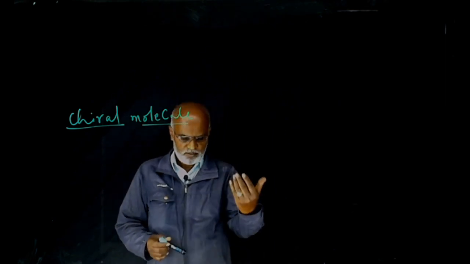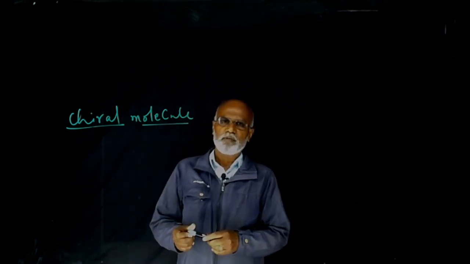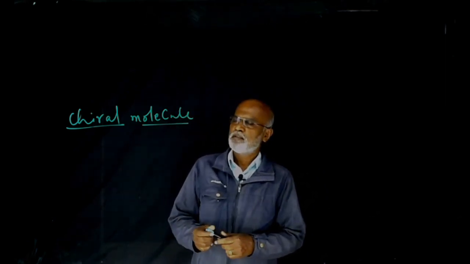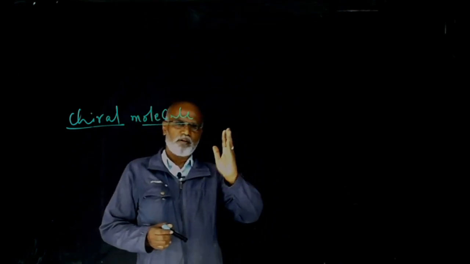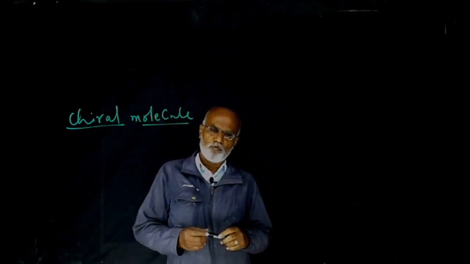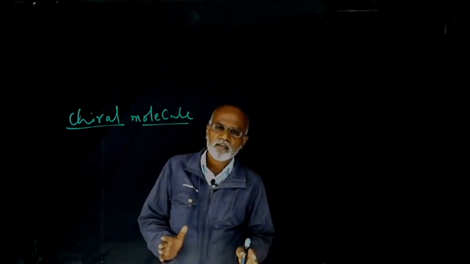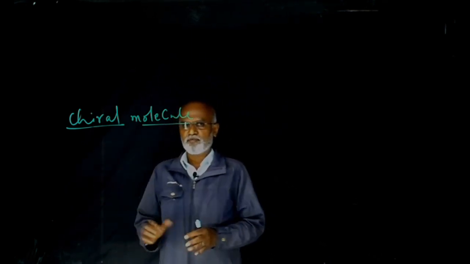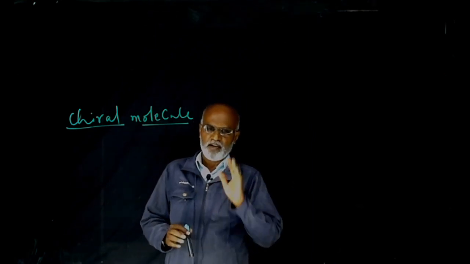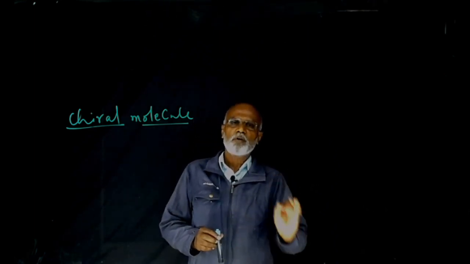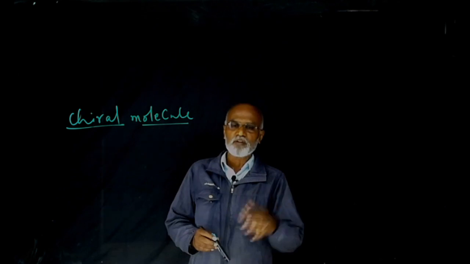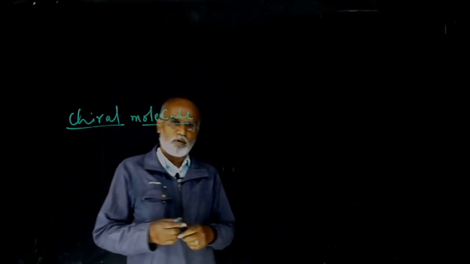Dear students, welcome to the class. Let me continue from the last class. In the last class, we learned about the condition a molecule must satisfy to be optically active. That is, the absence of a plane of symmetry is the primary and necessary condition for any molecule to be optically active. After that, the next fundamental concept is the chiral molecule.